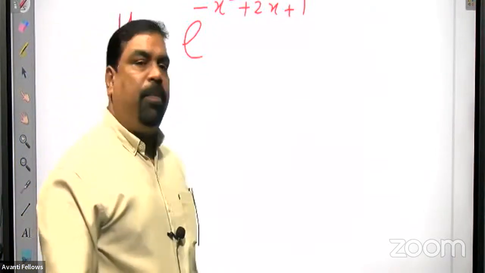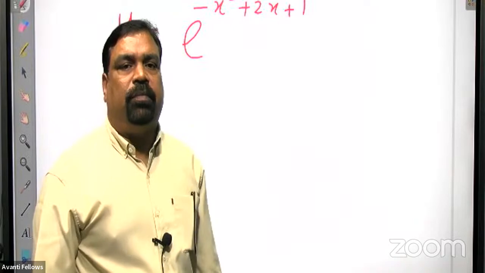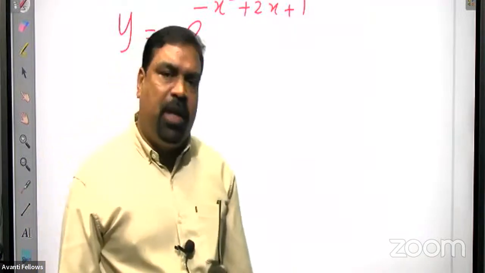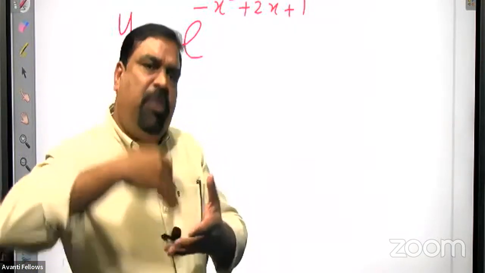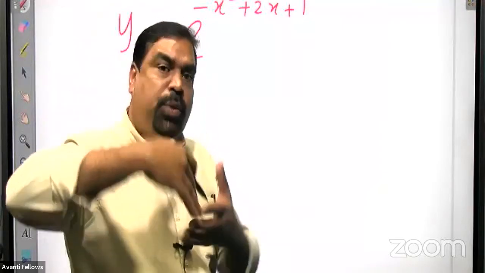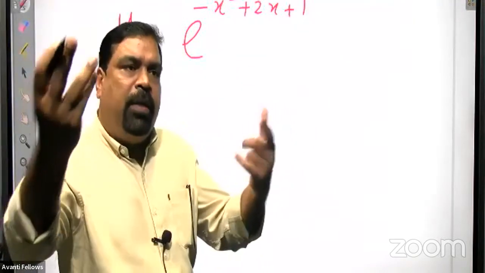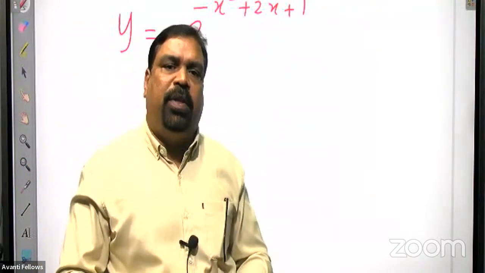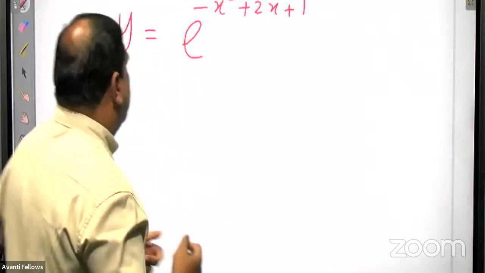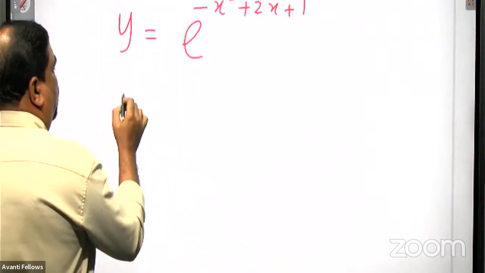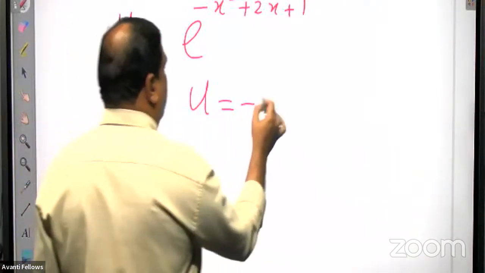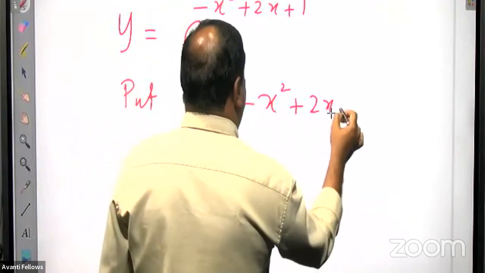So y is equal to e to the power minus x square plus 2x plus 1. You can see it is the composition of two functions here also. One is the exponential function, e raised to something, e raised to x form. And in the exponent part, you can see there is a polynomial function. So there are two functions actually. If I apply the actual method, what we have to do? Put u equal to minus x square plus 2x plus 1.